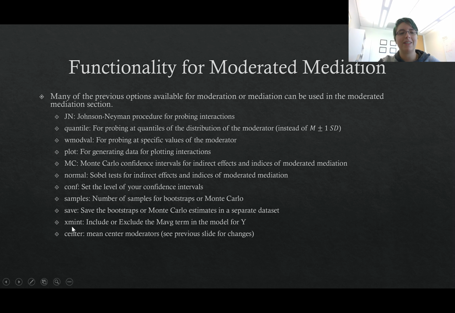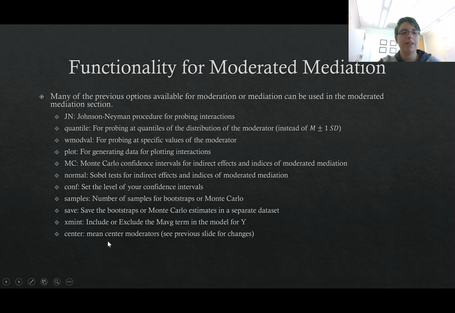I've talked a lot about this XMint option. So this includes or excludes the M average term in the model for Y. Essentially what this is doing is if we take this out, we're assuming that there's no interaction between X and M in predicting Y. Most of between subjects mediation has been making this assumption for many years, but it's something that's pretty easy to include in these models. And so I've included it rather than excluded it. But if you want to take it out of your model, you're more than welcome to.